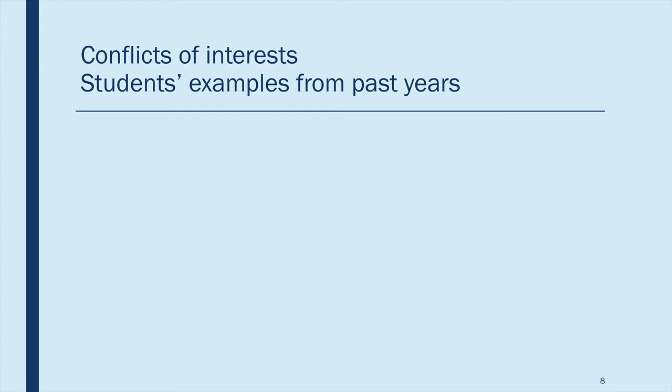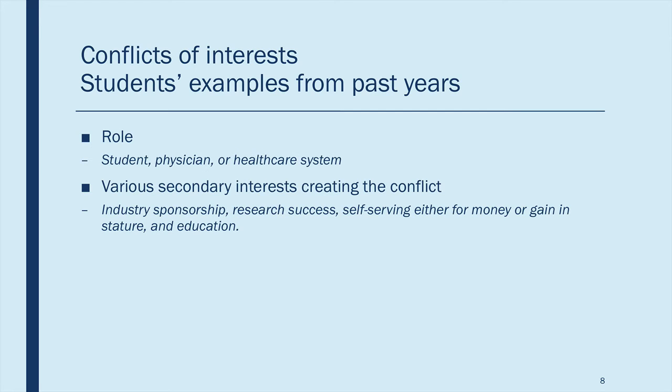Over the years, we've collected many examples of conflicts of interest, either witnessed or experienced by medical students on the wards. We found that there are three potentially conflicted participants: students, physicians, and the healthcare institution itself. There are also various secondary interests identified by the students, which are industry sponsorship, research success, self-serving, either money gain or stature, and advancing education.